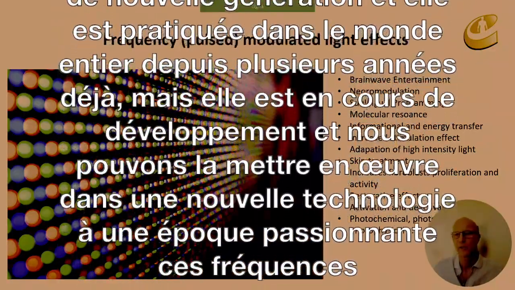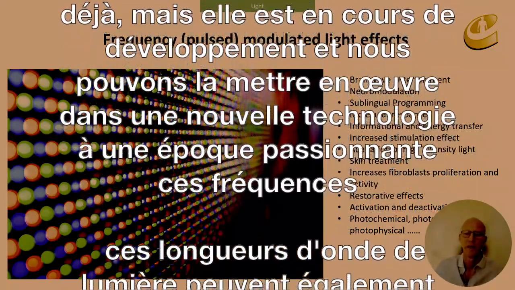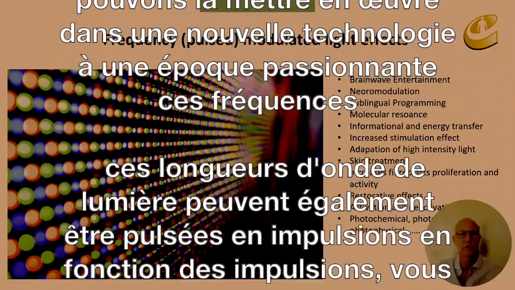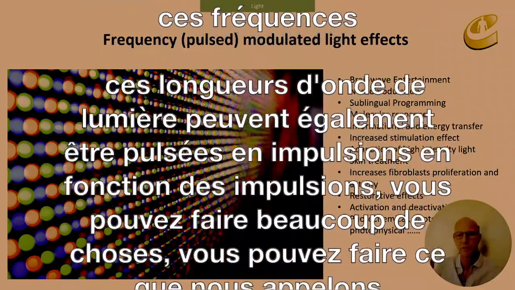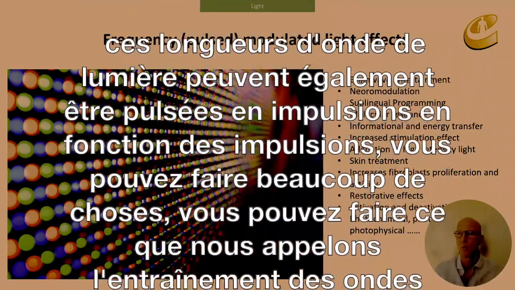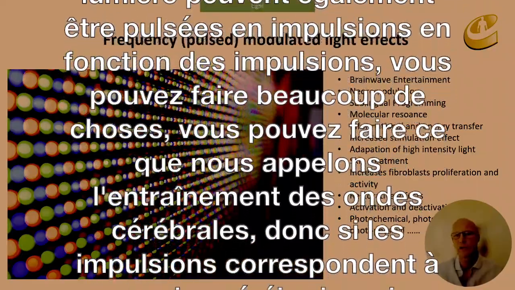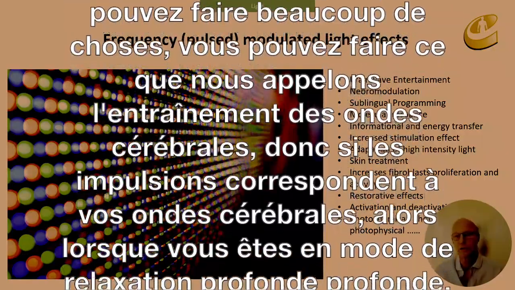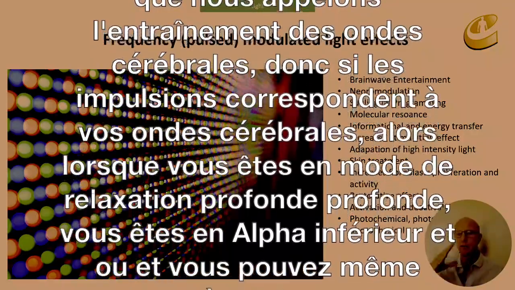Exciting times. These frequencies, these wavelengths of light, can also be pulsed, coming in pulses. Depending on the pulses, you can do a lot of things. You can do what we call brain waves entrainment. If the pulses match your brain waves, when you are in deep relaxation mode, you are in lower alpha, and you can even go lower to 4 hertz, 4 pulses per second.